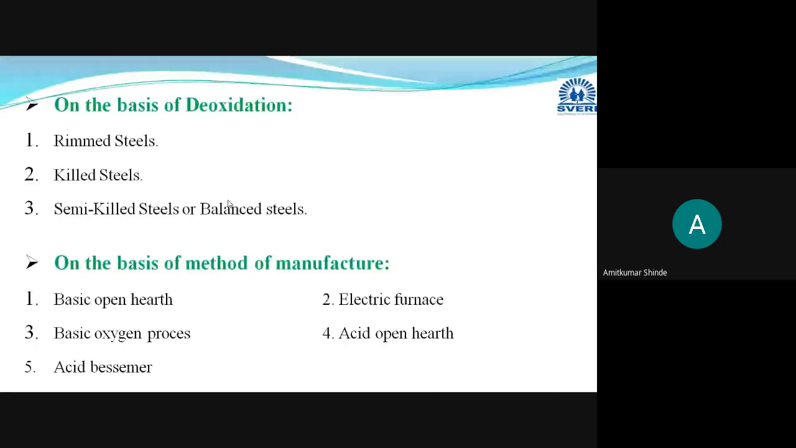Okay, next is the classification based on the deoxidation process, which I will explain at the last. First, I will finish the others, because the remaining ones are very simple and will take only a little time. Just see the second classification, on the basis of method of manufacturing.